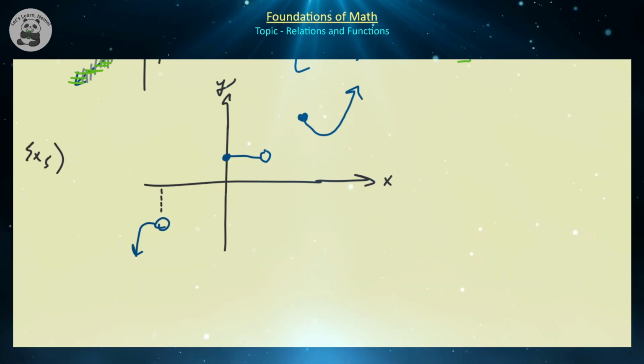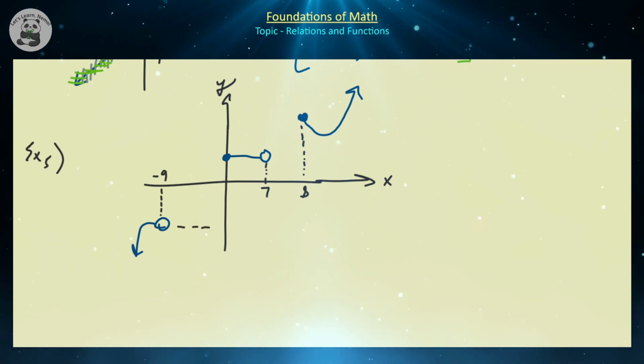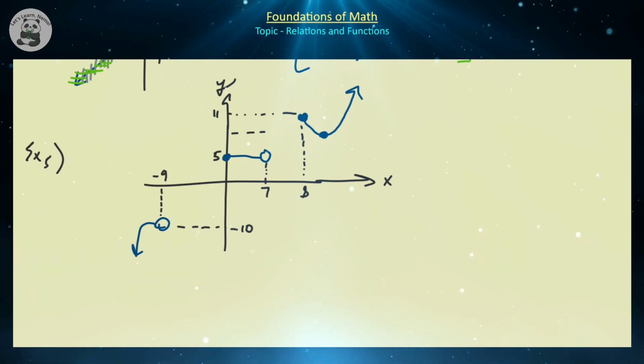Let's assume that the x value for this point is minus 9. Let's assume that the x value for this point is 7. And let's assume that the x value for this is minus 8. Let's assume that the y value for this is minus 10. The y value for that horizontal segment, 5. Let's assume that this point here is 11. And let's assume that for this little minimum point here, let's give that a height of 7.